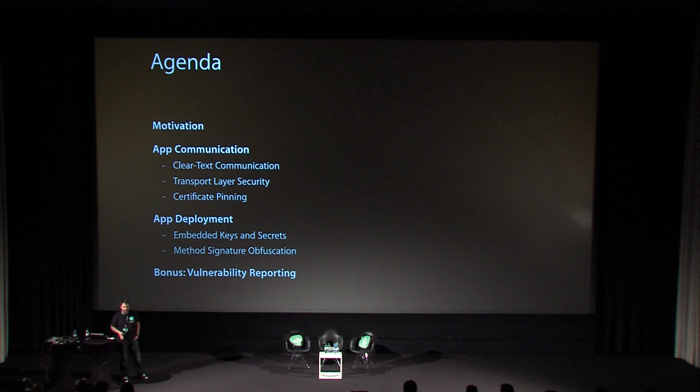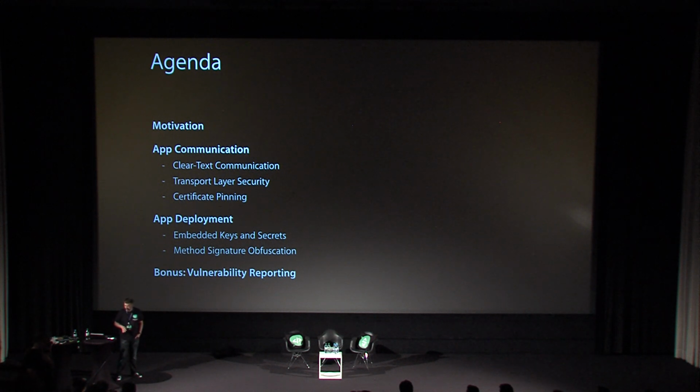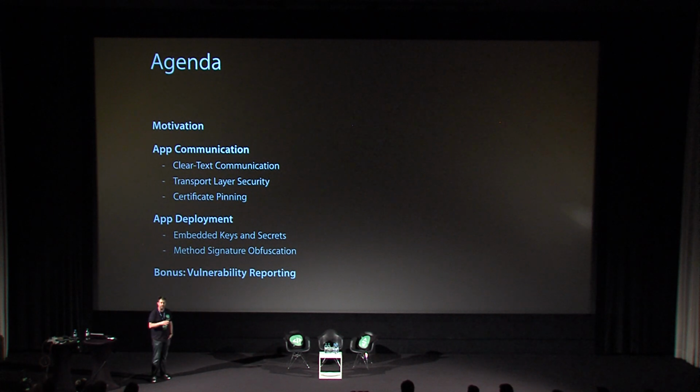First, I will try to motivate this topic. Why do we need security? Why is it important, and who is protected by this security? Then the bulk of the talk will be about mobile app communication, so the app talking to the backend. I will also talk about app deployment, so what is actually delivered to the user and how this could pose a security threat. And if time permits, at the end, I would like to ask all of you a favor by talking a little bit about how vulnerabilities are reported.